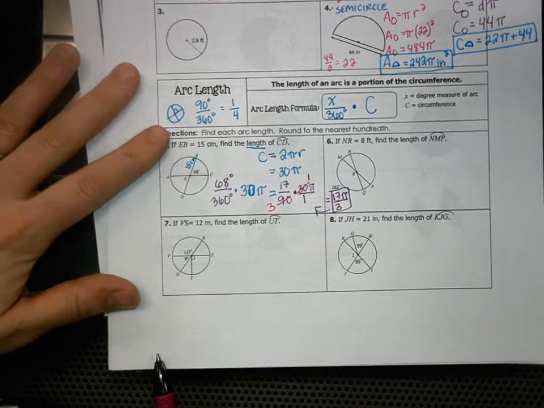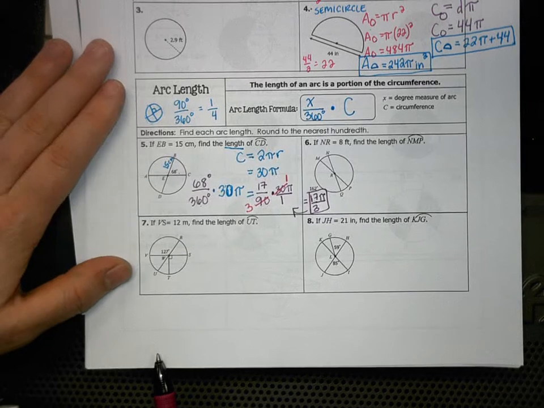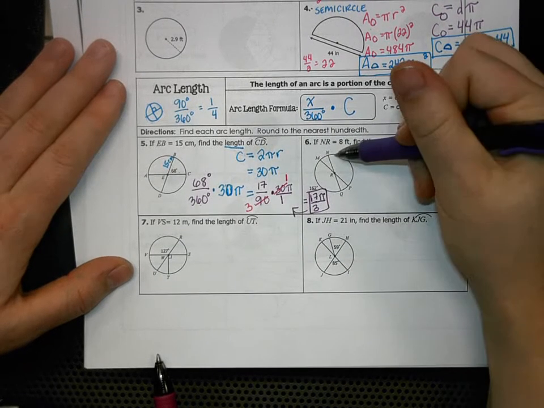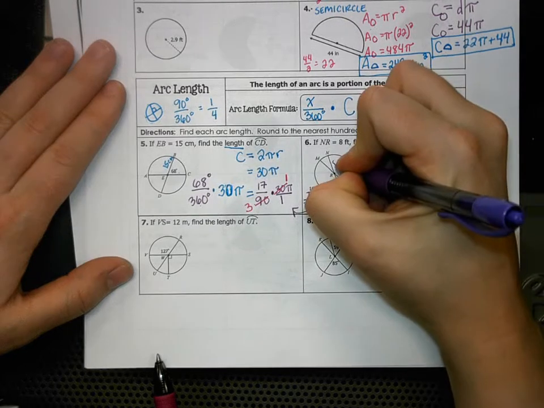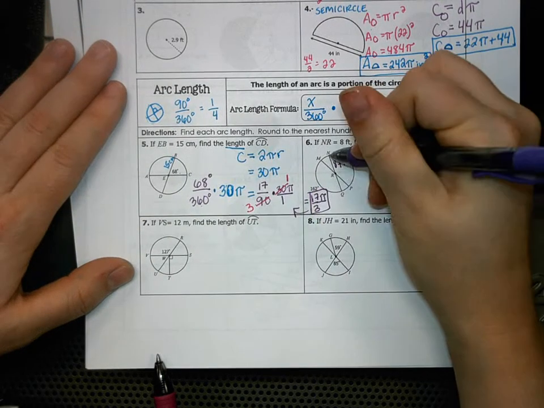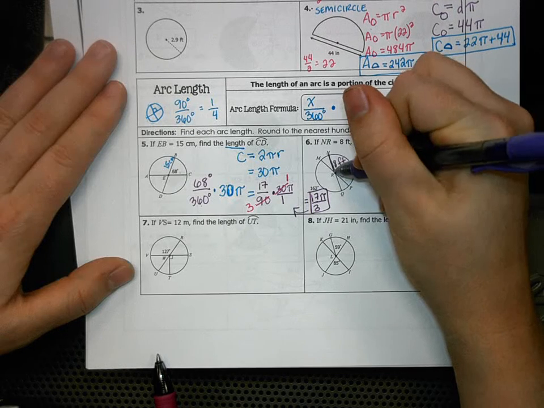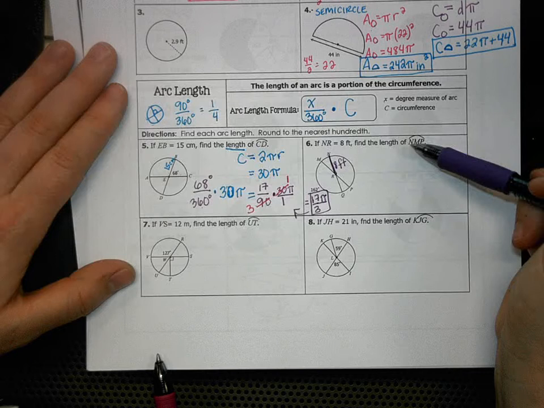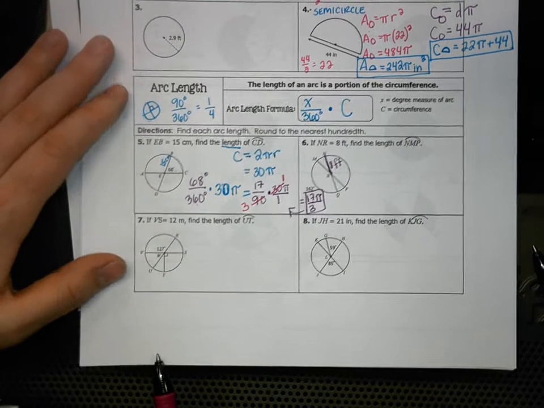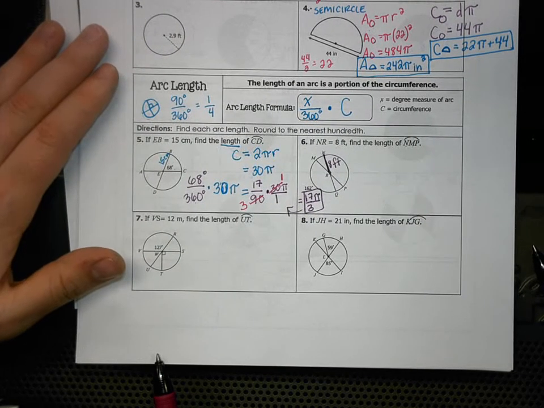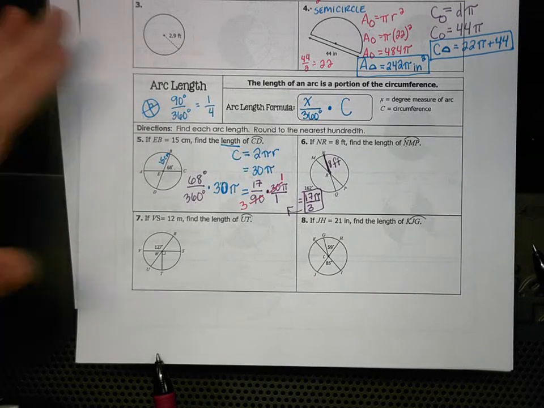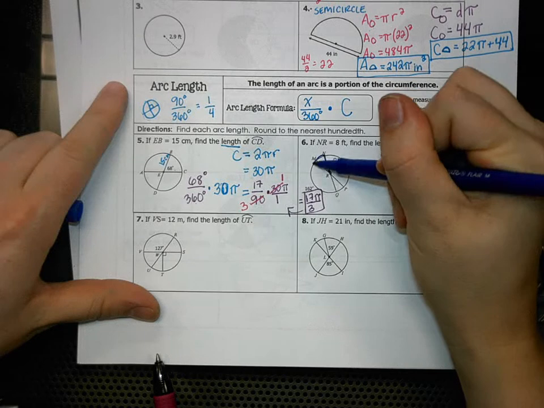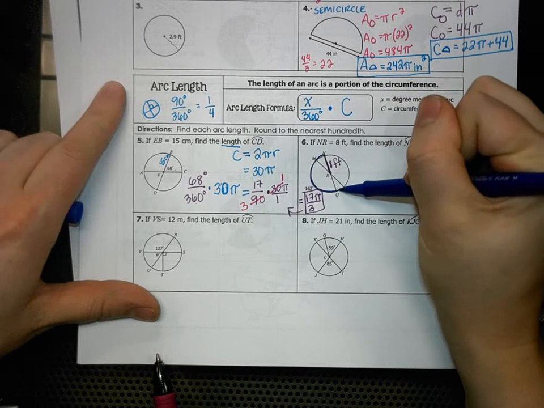Okay, let's try that again. Number 6. If NR is 8 feet, then that is a radius. 8 feet is a radius because NR starts at the center and ends on the circle. Find the length of arc NMP. NMP is all the way around here.